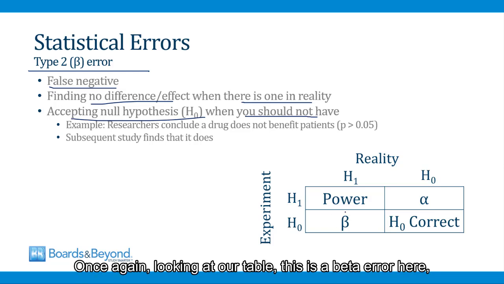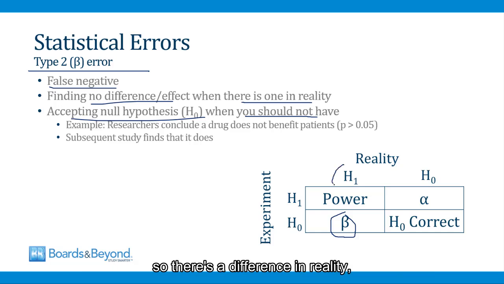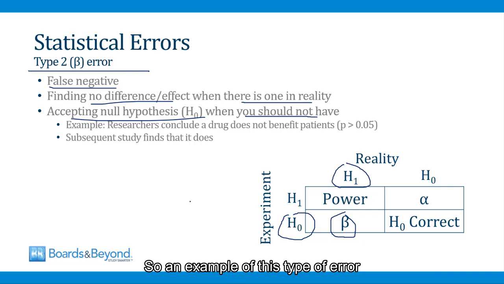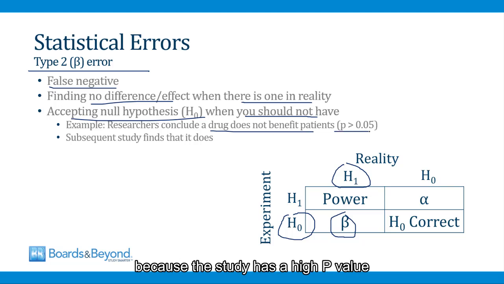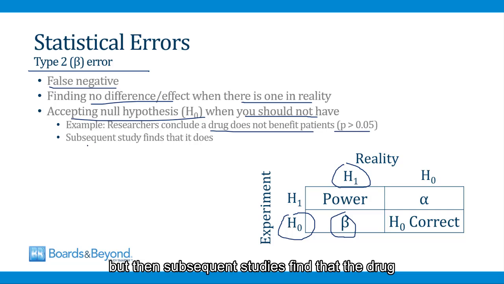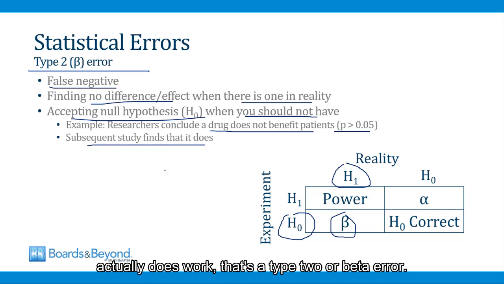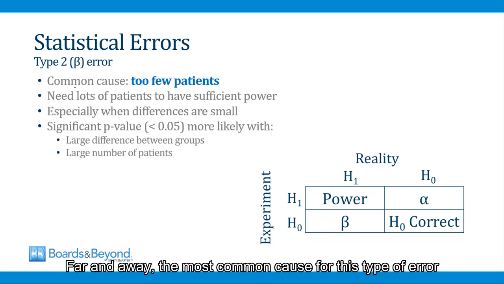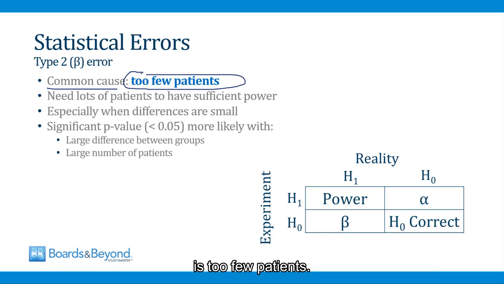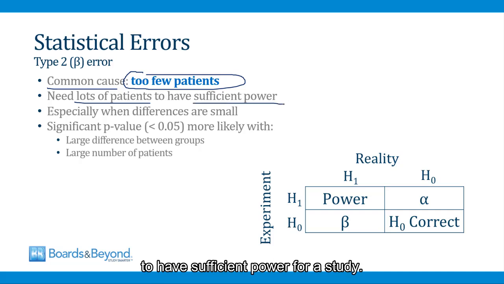Once again, looking at our table, this is a beta error here, so there's a difference in reality, but our study doesn't detect it. So an example of this type of error could be researchers conclude that a drug does not benefit patients because the study has a high p-value, but then subsequent studies find that the drug actually does work. That's a type 2 or beta error. Far and away, the most common cause for this type of error is too few patients. Remember what I told you before, you need lots of patients to have sufficient power for a study.